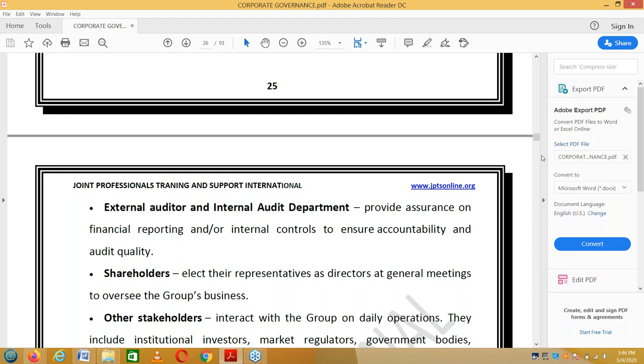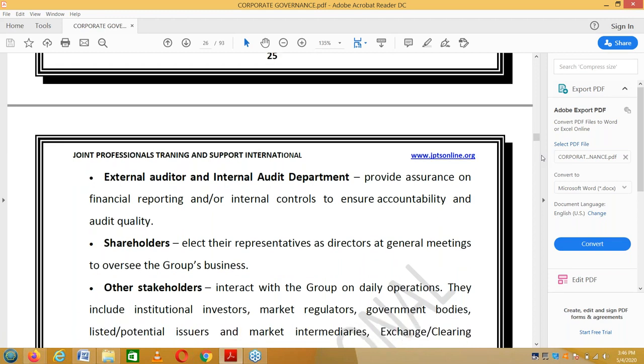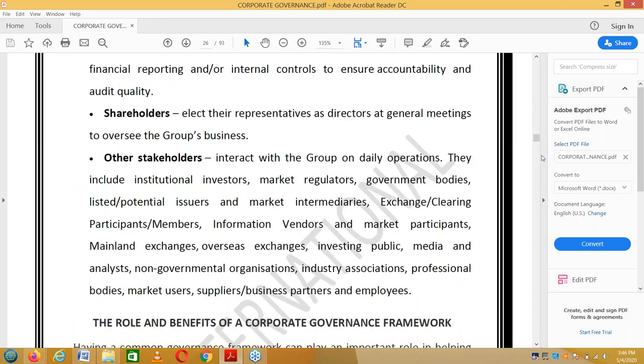We also have the shareholders. They elect their representatives as directors at general meetings to oversee the group's business. The shareholders will come and they will have their meeting. They might decide to elect representatives as directors, as senior management members, as executive members to run the affairs of the business. Other stakeholders, they interact with the group on daily operations.